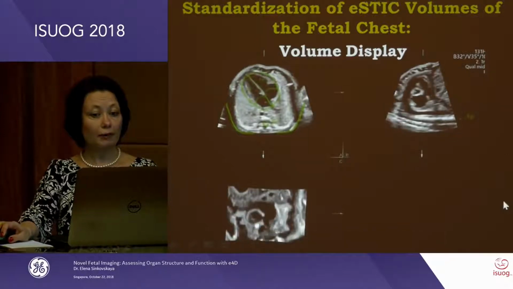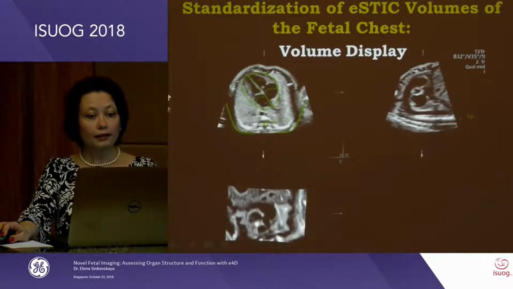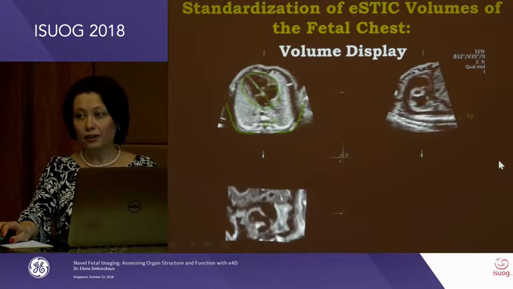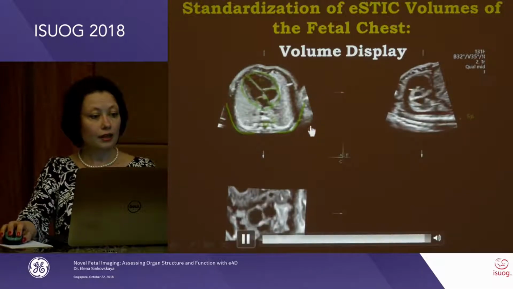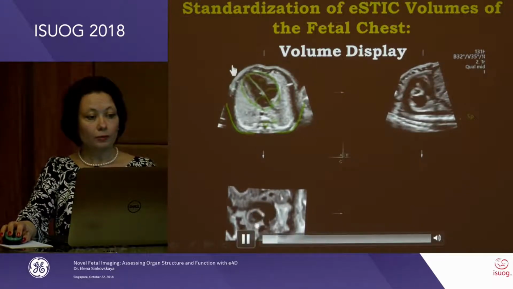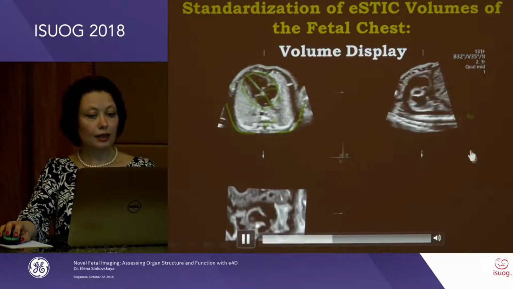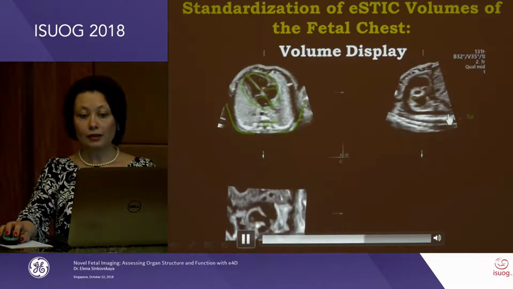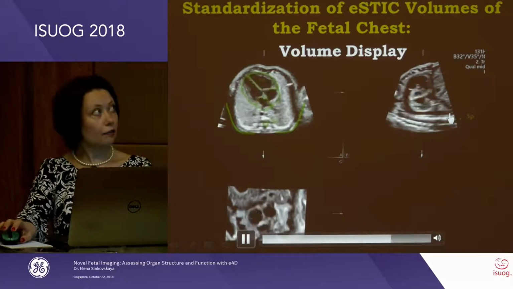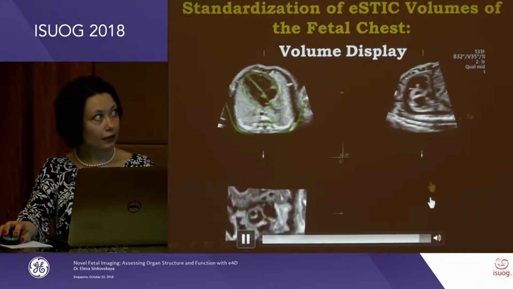So this is what happens when we push that button, and this is our volume, which is standardized. And here we can see the apex of the heart is pointing left. We can see the complete rib on each side. We can see the descending aorta. We can see that at the B plane we have the image demonstrating the ductal arch.